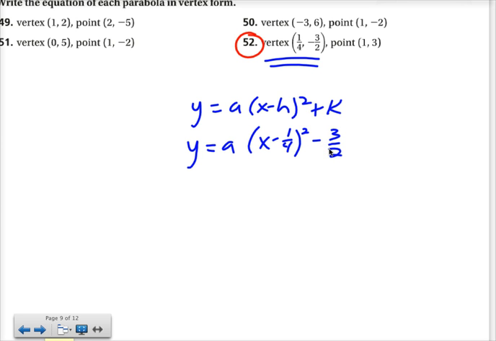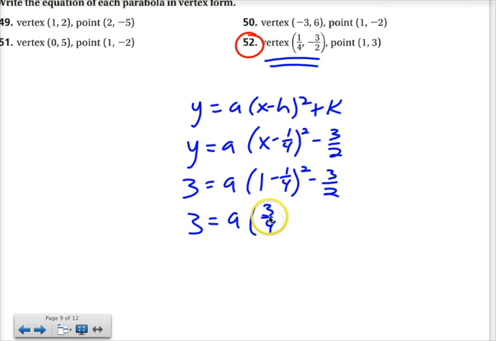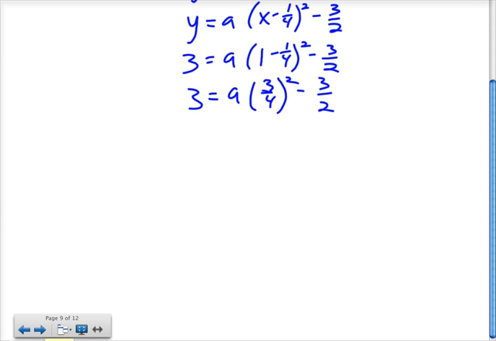And then for my x and y, I'm going to place the 1 and the 3 in there to see what I get. So 3 equals a times 1 minus 1/4 squared minus 3/2. And 1 minus 1/4 is 3/4. I'm going to do this in little steps here so everybody can follow along with all the fractions involved here. And then 3/4 squared would be 3/4 times 3/4, and that's top times top, bottom times bottom, 9/16 minus 3/2. So then I need to add 3/2 to both sides.